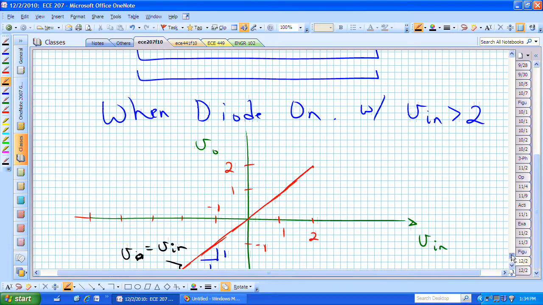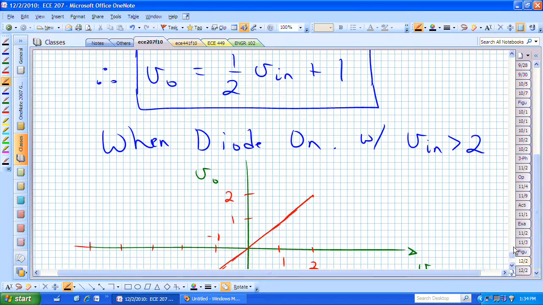After that, when the diode kicks on, then we have a slightly different relationship. And let's just verify that that is still true at this transition point at 2, 2. When Vn is equal to 2, we get Vout is equal to 2, so it looks like we're okay right there. Now we're having a slope of 1/2 beyond this point of 2. If we go up 1, we have to go over 2 for that same change.